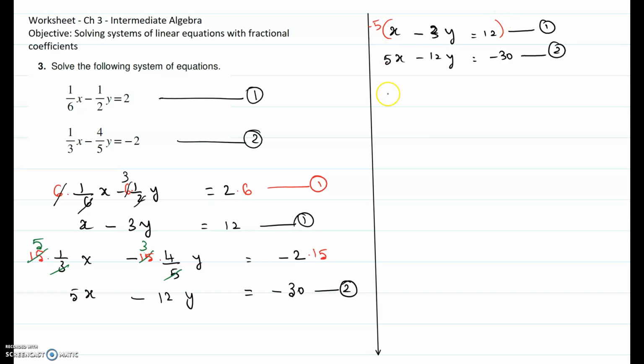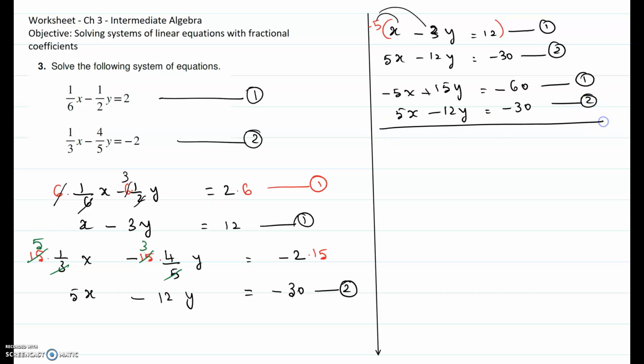So we get negative 5x, positive 15y, negative 5 times negative 3y, equal to negative 5 times 12, that will be negative 60. Keep in mind you have to multiply both sides of the equation by negative 5. Then the second equation is 5x minus 12y equal to negative 30.